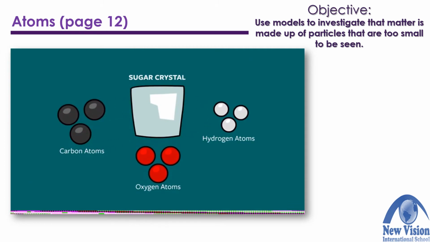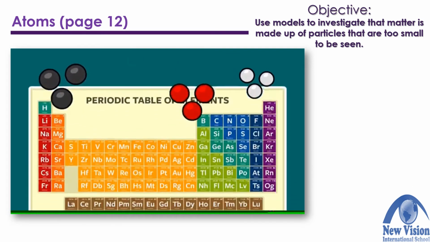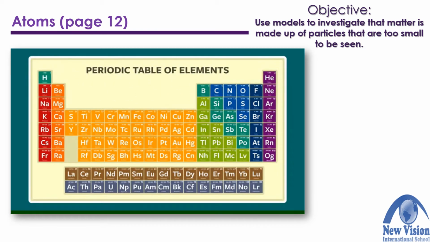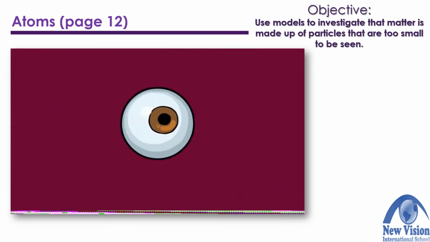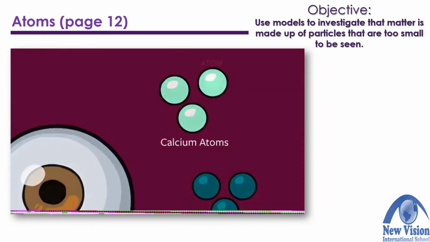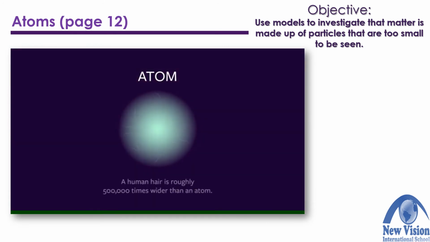We have over 100 kinds of atoms, which we call elements. We can find elements laid out in a chart called the periodic table. All of the things from your screen to the eyeballs with which you're watching it are made up of atoms. Atoms are too tiny to be seen with the naked eye.